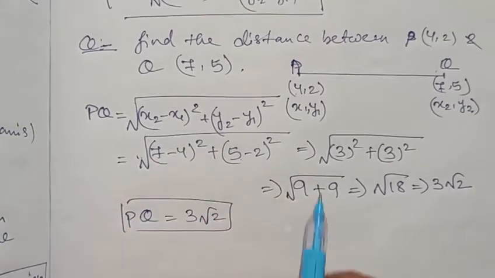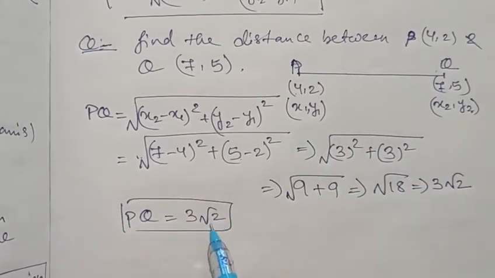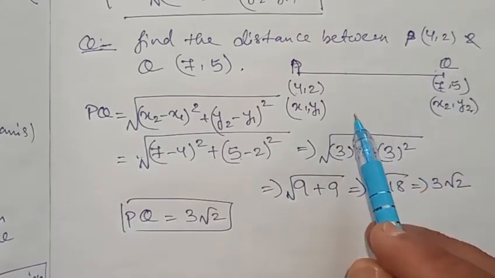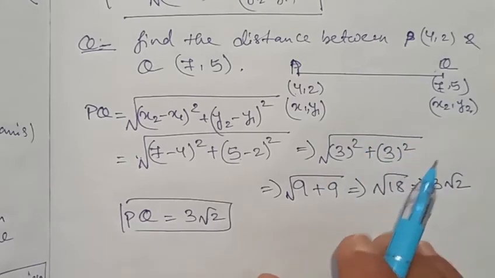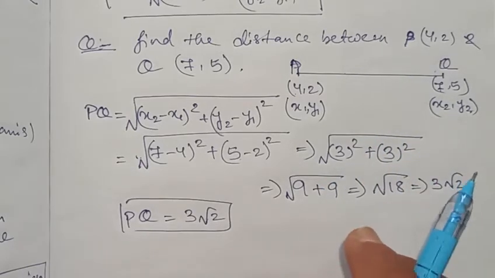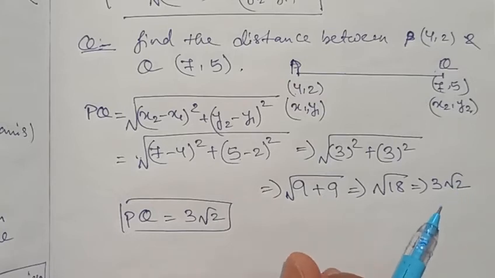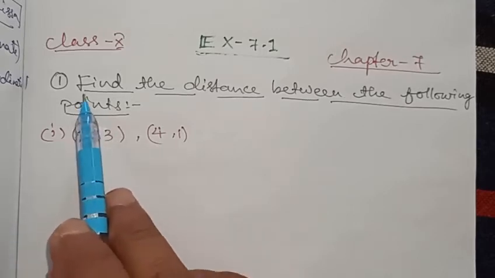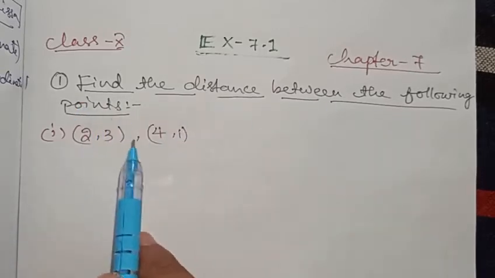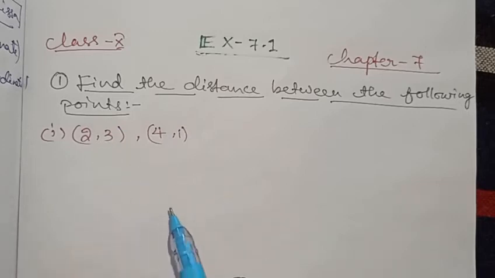In this way, by using the formula, you can find the distance between any 2 points, whether the coordinates are variables, negative, or positive. We will use the formula to solve the questions from exercise 7.1. So now we will start exercise 7.1. In the first question of this exercise, it is given: find the distance between the following points.